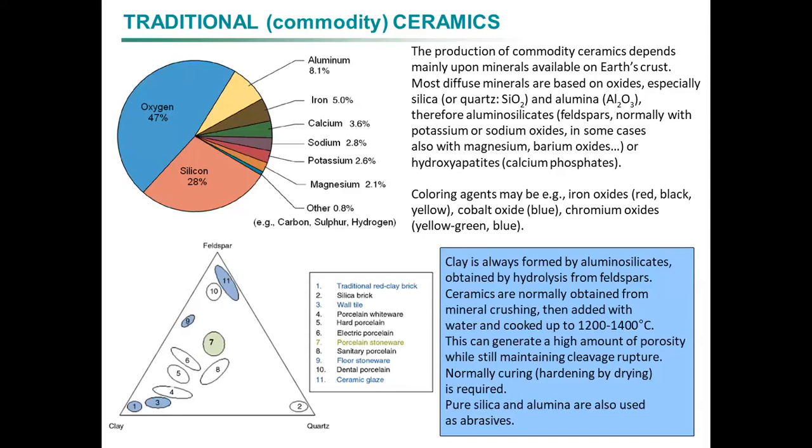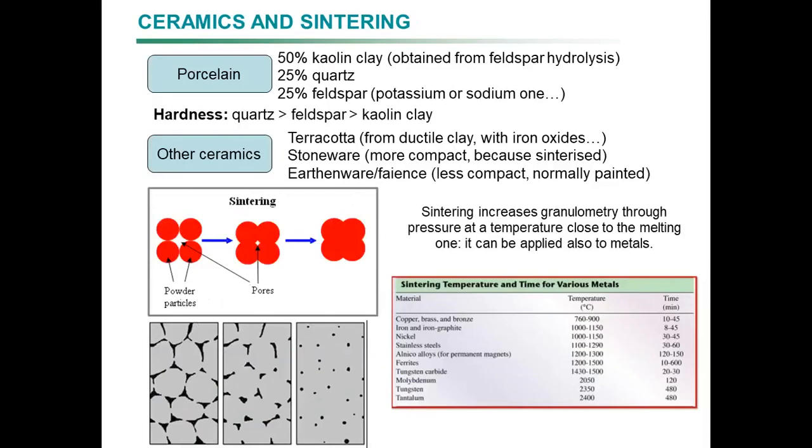You get ceramic from mineral crushing, and of course, the main difference between traditional ceramics and engineering ceramics is that you don't control the porosity in traditional ceramics, while you are required to control the porosity in engineering ceramics. How do you control the porosity in engineering ceramics? What you can do is sintering, for example. Sintering means that you apply a pressure at some temperature and you make the porosity collapse. Sintering is applied to ceramics, and it's applied to metals.